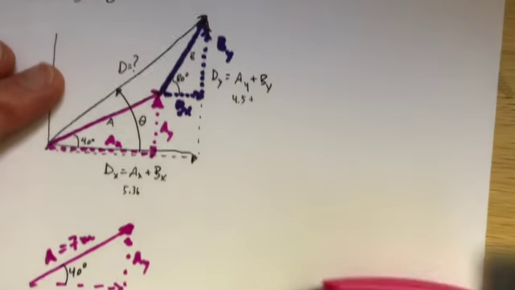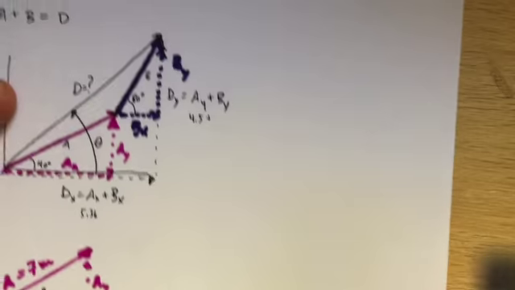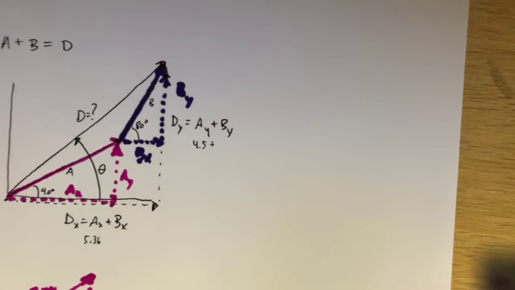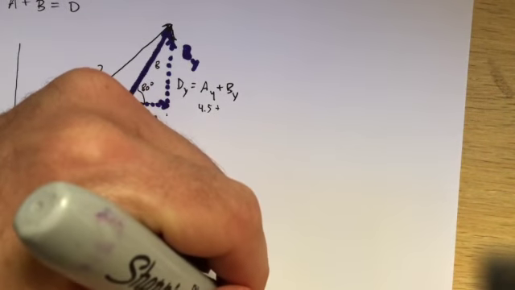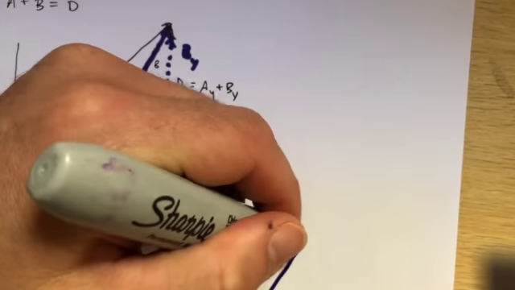Okay, so I'm on my way. Now I just need to know what the B components are. So let's change our colors up here. And the B triangle, sorry, looks like this.